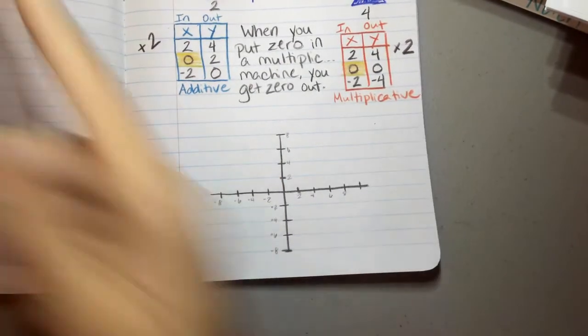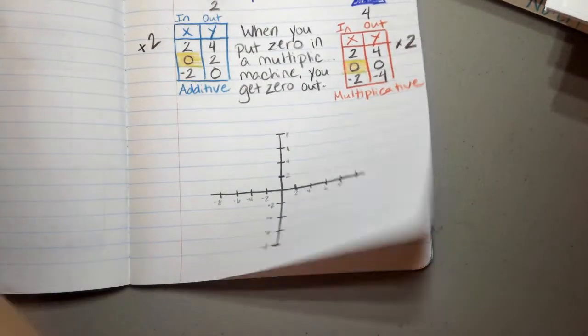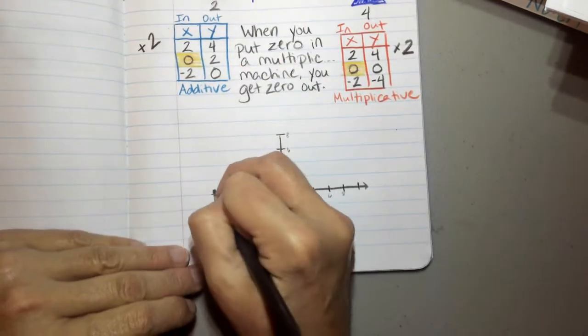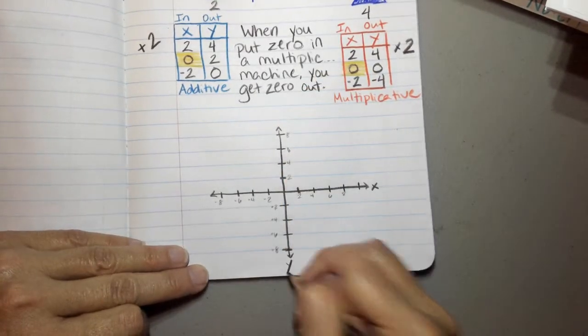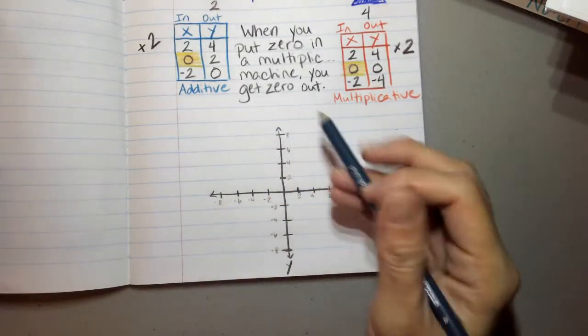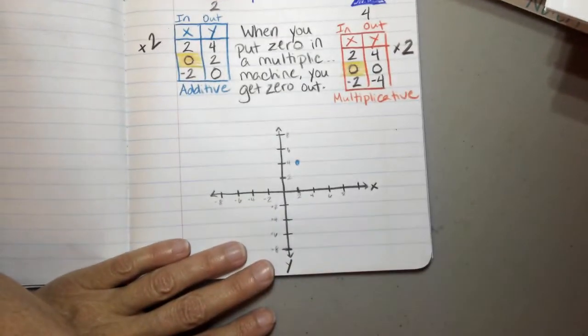Okay, where x is 2, y is 4. So this right here, oh, I should put arrows on either end because they keep going forever. Okay, this is my x-axis. This is my y-axis. Okay, so if x is 2, then y equals 4. Oops, sorry, get a little focus there.